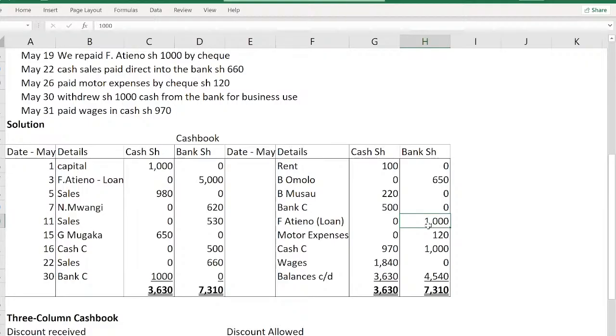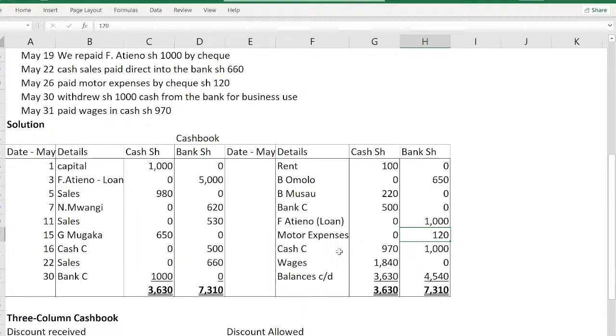And then we have cash sale paid directly into the bank for 660. Then paid motor expenses by bank, by check. So that is cash at bank, we indicate the 120. Then we also have a withdrawal of shillings 1,000 cash from the bank for business use.